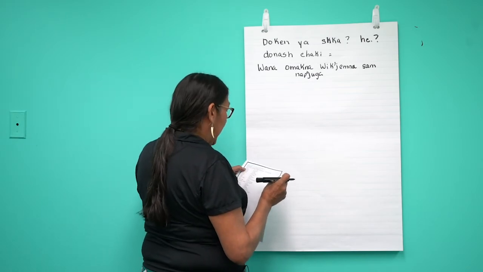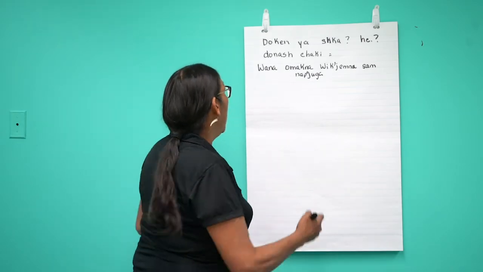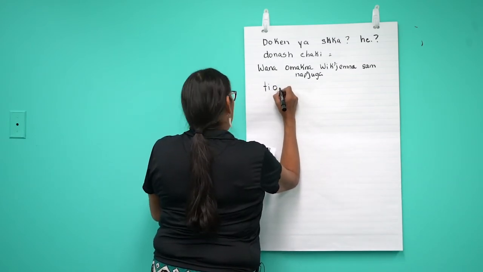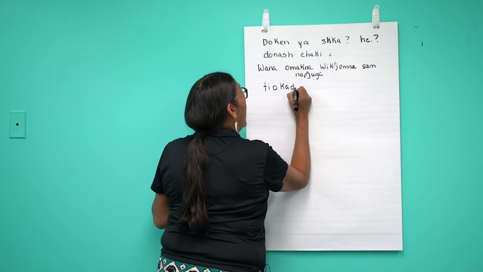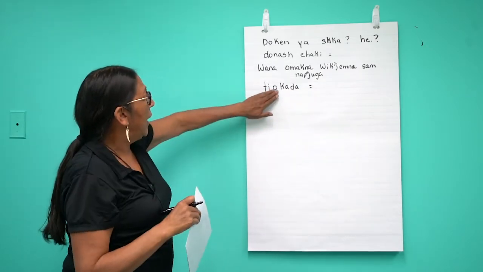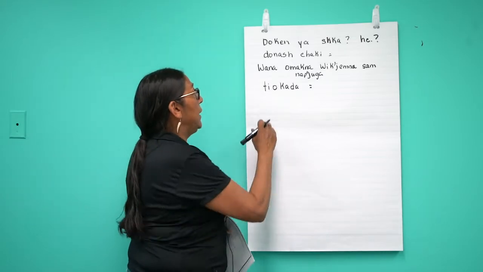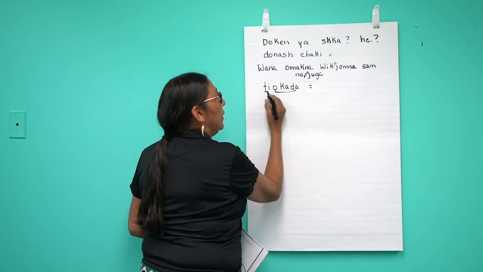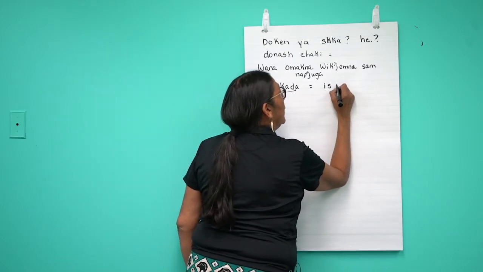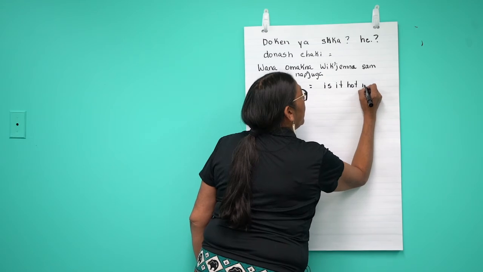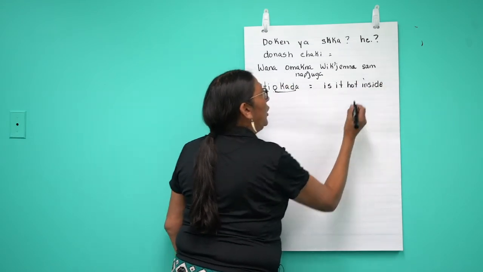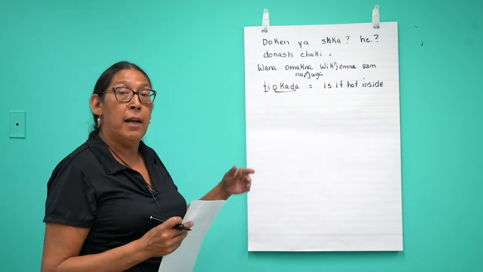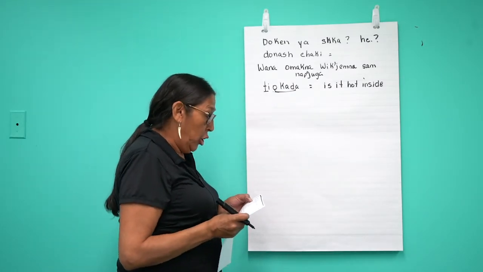Tiokada. Is it hot in this house? Tio, house. Tiokada. Inside. Tiokada. Is it hot inside? That's what this is. House, inside, okada. Is it hot inside? Tiokada he, you're asking a question, adding the he, giving it your question marker. Tiokada he.